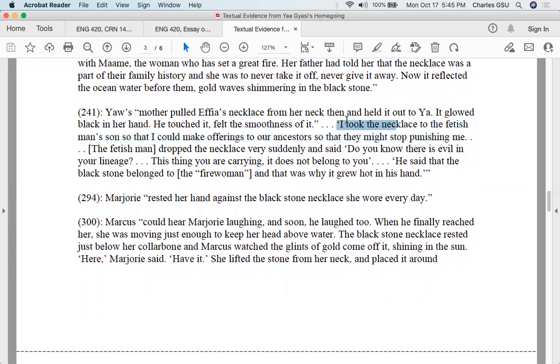Anyway, she says, "I took the necklace to the fetish man's son so that I could make offerings to our ancestors so they might stop punishing me. The fetish man dropped the necklace very suddenly and said, do you know there is evil in your lineage? This thing you are carrying, it does not belong to you." He said that the black stone belonged to the fire woman, and that was why it grew hot in his hand. Of course, the fire woman being Mame.